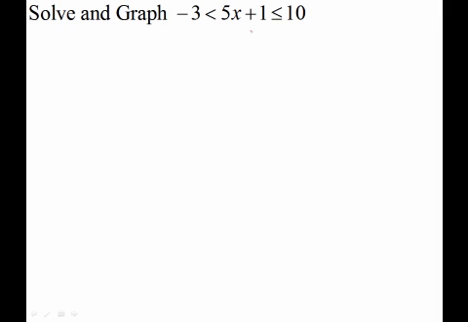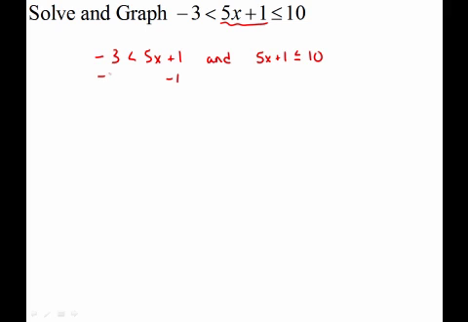In solving this, I know some of you in the past have tried to solve it within the confines of the original problem. My suggestion is to split it up first. It saves a lot of confusion. So -3 is less than 5x plus 1, and the reason this is an and is when it's between those two, it has to be between -3 and 10. So it's an and problem. So then 5x plus 1 is less than or equal to 10. And now solve these separately. That takes care of a lot of confusion issues, especially if there's negative signs involved.